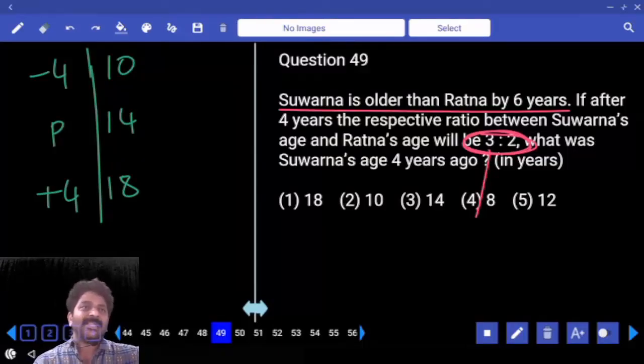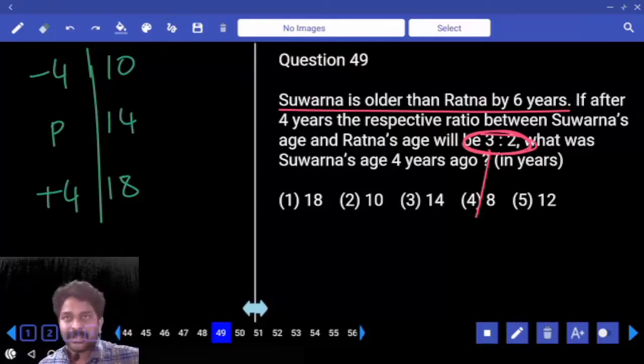రత్న గురించి మనకు లేదు కదా, అందుకనే మనకు అవసరం లేదు, ఓన్లీ సువర్ణ గురించి మాత్రమే రాశాను. ఓకేనా?